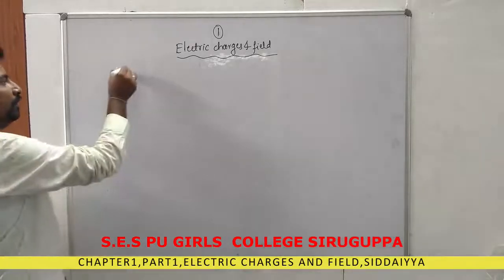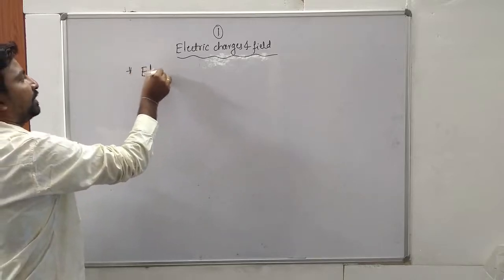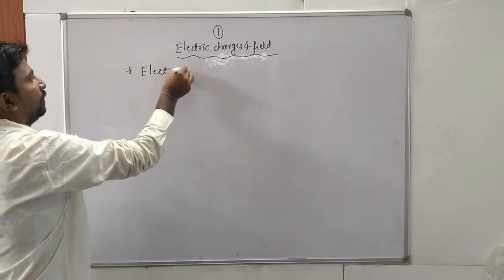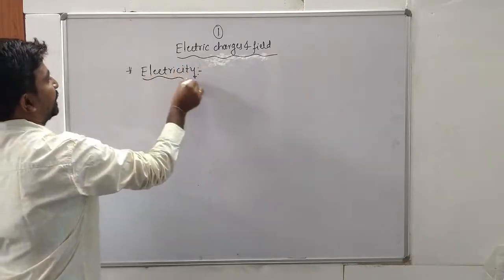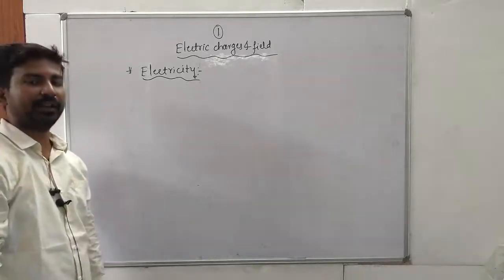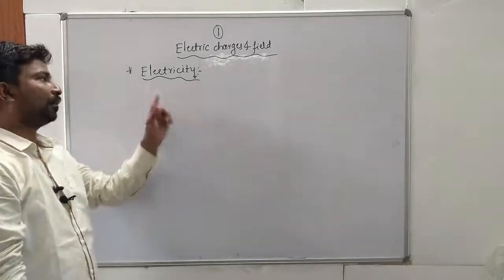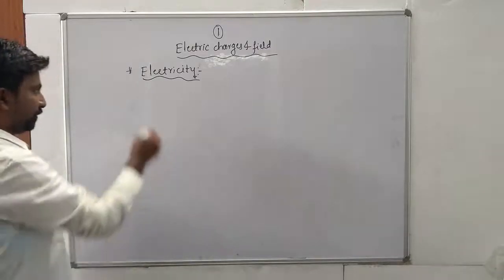So first we will discuss the basic concept, electricity. So what is meant by electricity? It is the branch of physics which deals with the study of charges. That is called electricity, and it is divided into two branches.